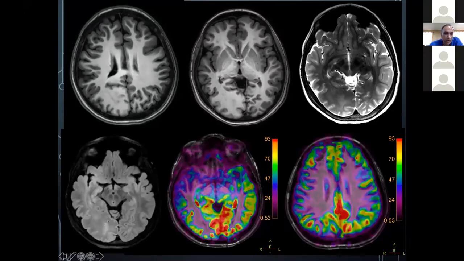And FLAIR also shows, in this particular case, some underlying white matter signal changes, but cortical abnormalities are much better seen on 3D T1 MPRAGE. We should always optimize these 3D T1 weighted images for the epilepsy scans.